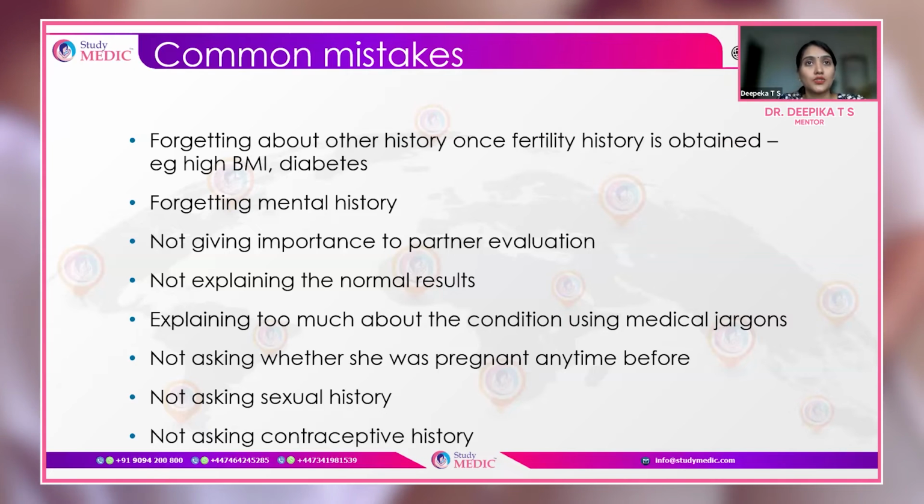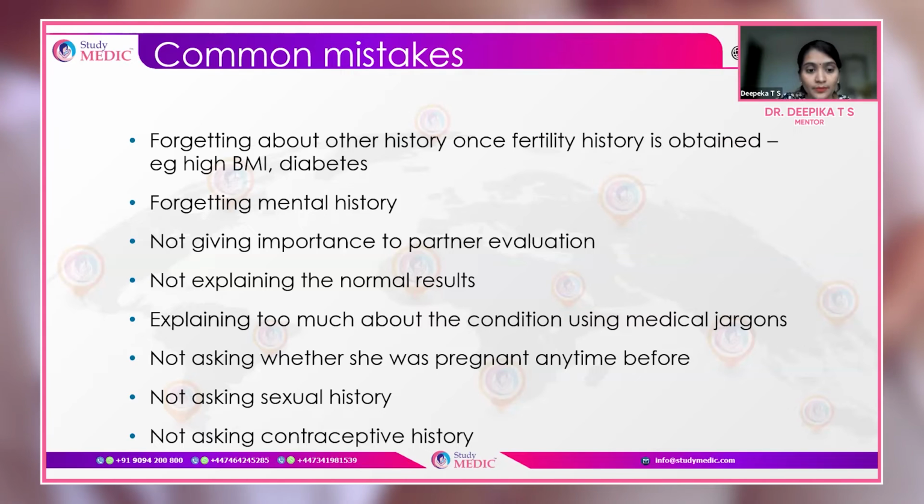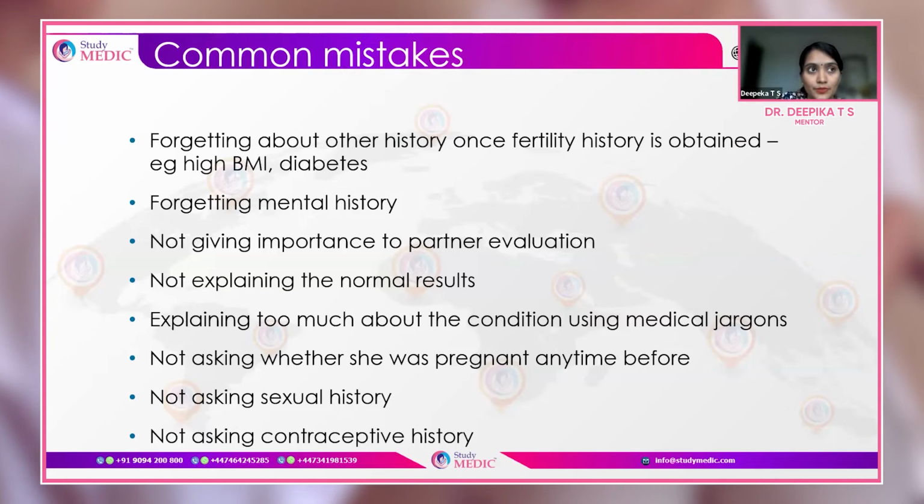But if it is in structured discussion, you have to clearly say what tests you will do and why it is indicated. And always ruling out a pregnancy is very, very important. And some people skip the sexual history. It's very, very important. And not asking about contraceptive history.